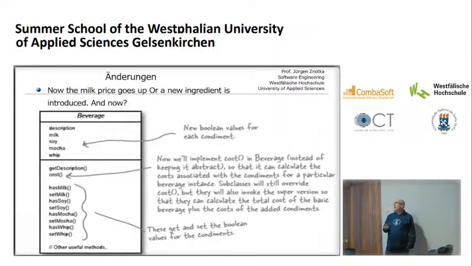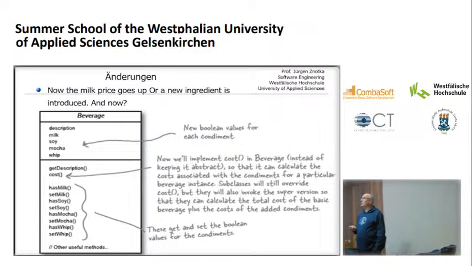First, let's look at how the beverage class looks. It has a description. It has the ingredients milk, soy, mocha, and whip. And it has operations to get the description and the cost operation. And it has the operations has milk, has soy, has mocha, set mocha, has whip, and set whip. And maybe other useful methods. Okay. Now we will implement it in beverage instead of food. We can have a look at what's going on.